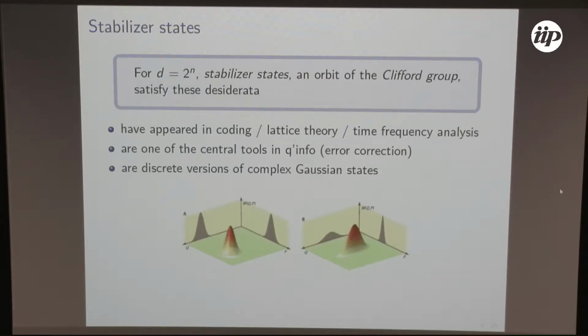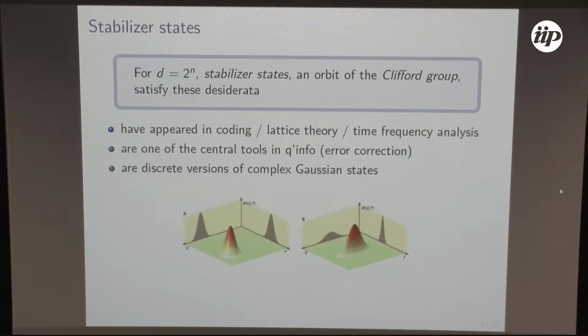And so in the next couple of slides, I want to give three different flavors of introduction to stabilizer states. Stabilizer states usually are defined for power of 2 dimensions, and they form an orbit of the Clifford group, and they satisfy all these desiderata. This is the take-home message of the first talk.